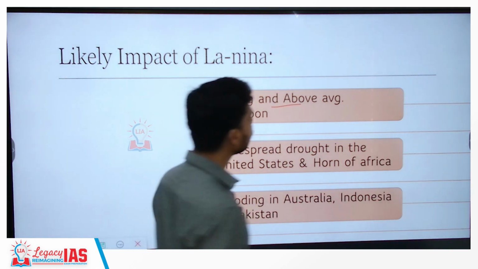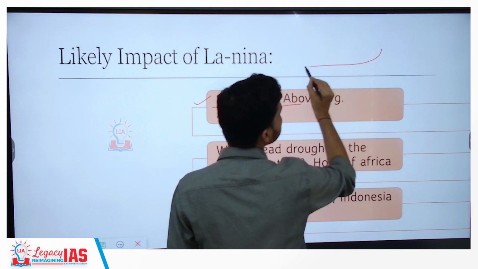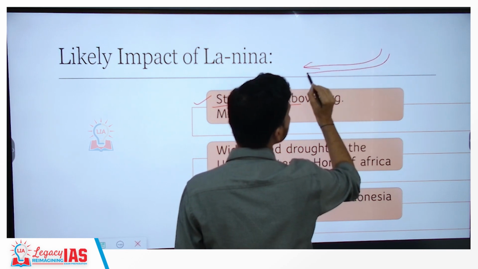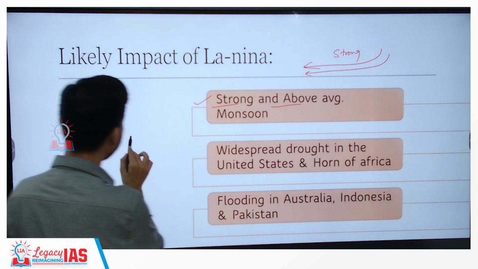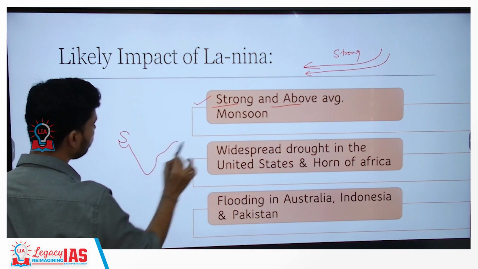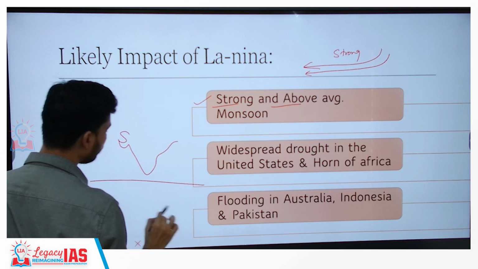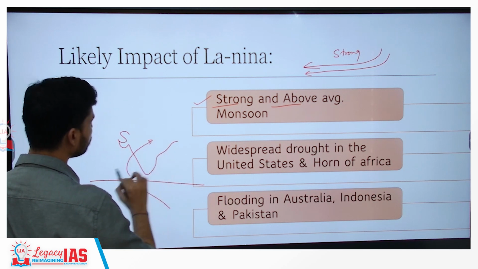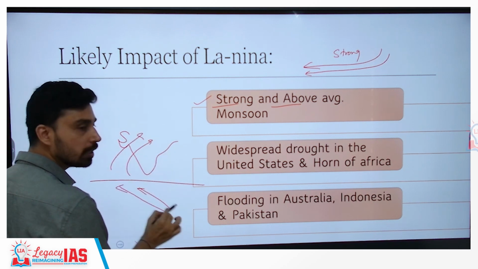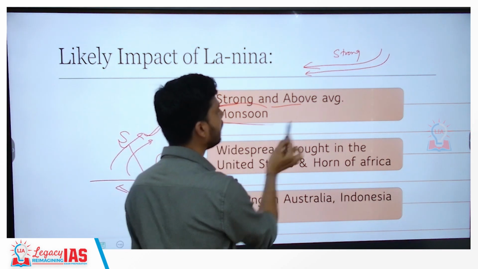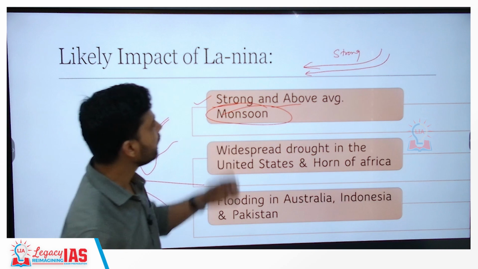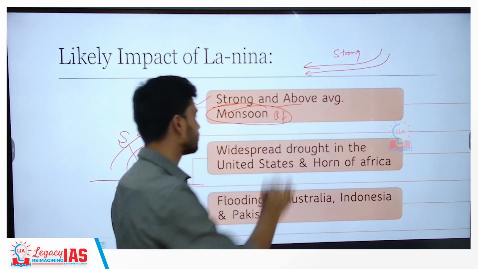The region is again the same. During La Nina condition, the easterly trade winds become very, very strong. And as these easterly trade winds become very strong, again, these easterly trade winds are the ones that are basically crossing the equator and then coming in the form of southwest monsoon rainfall. So the stronger these trade winds, the stronger will be the monsoon. The stronger the monsoon, the higher will be the rainfall. So above average monsoon rainfall is what you will expect during this time.